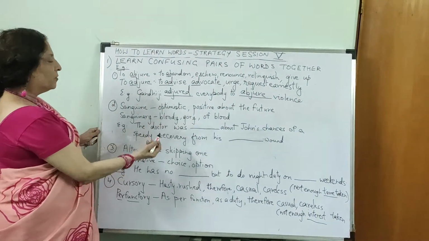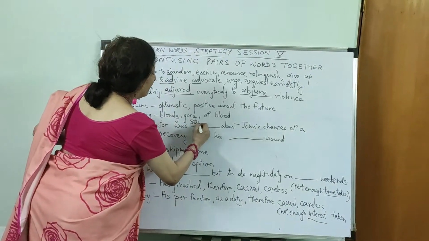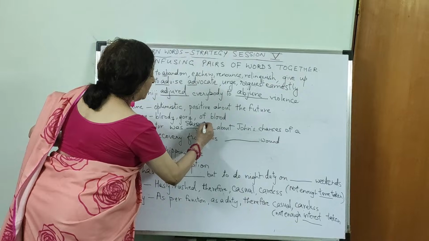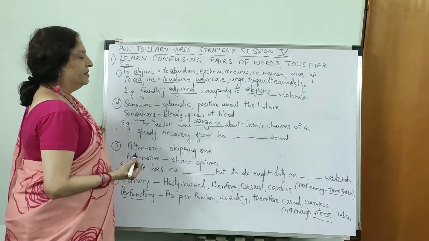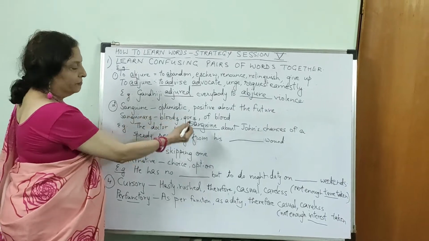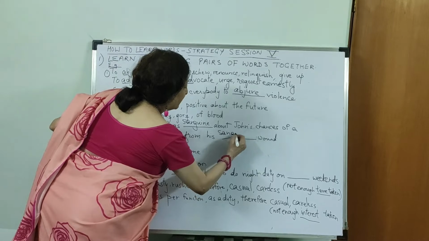So the doctor was optimistic, that means sanguine, about John's chances of a speedy recovery from his bloody wound, bleeding wound. So that will be sanguinary wound.